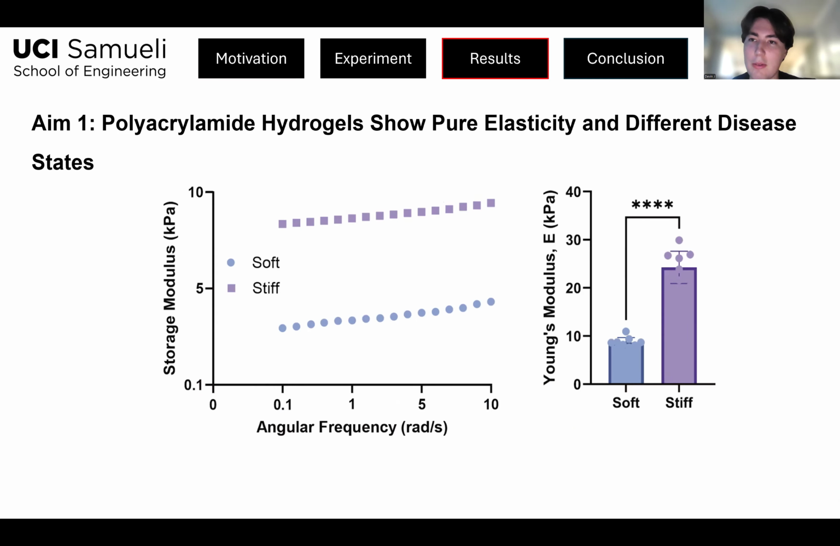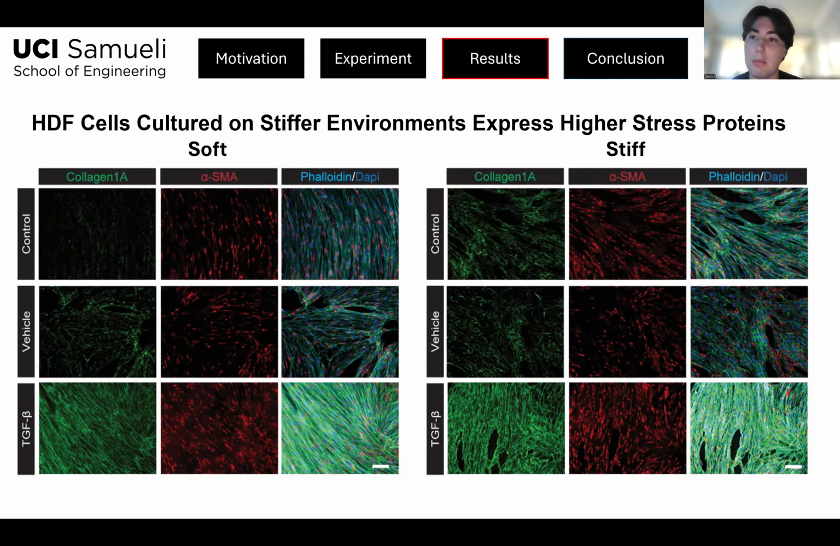We then seeded these fibroblasts on these hydrogels and stained for collagen 1A and alpha SMA, as these are two hallmark stress proteins that these cells express. We also gave them a control vehicle in TGF-beta media. TGF-beta is transforming growth factor beta, which is a stress protein that initiates this activation response for these fibroblasts. And the key takeaway from this is that on a stiff environment, they're increasing the expression of these proteins, but synergistically with TGF-beta, we see an exponential increase in the amount of expression.